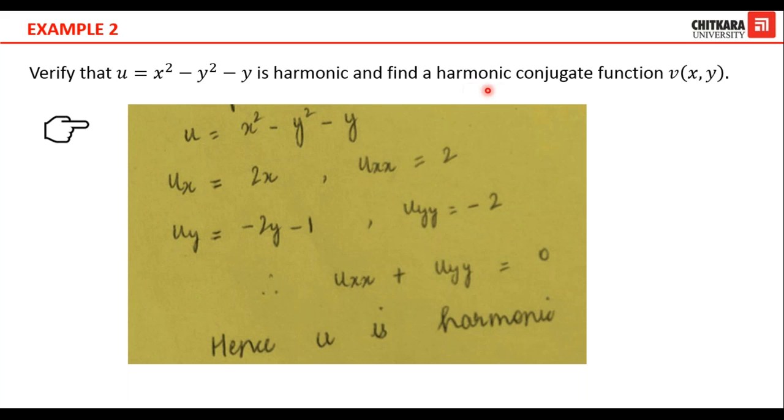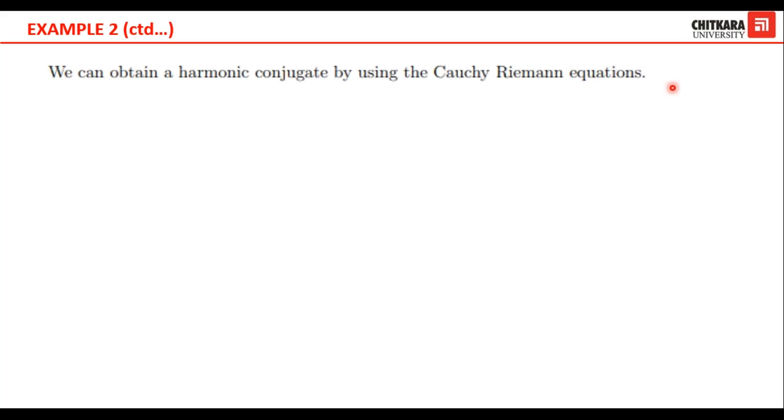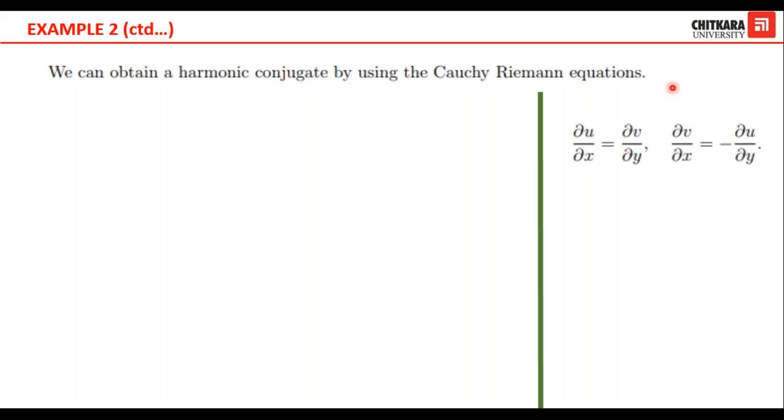That means we have to calculate the harmonic conjugate function v. Let's see how to calculate it. I told you that we will calculate the harmonic conjugate function with the help of Cauchy-Riemann equations one by one. And there is no hard and fast rule about which one to pick. You can pick any of the two Cauchy-Riemann equations. Let's recall what the Cauchy-Riemann equations were again.